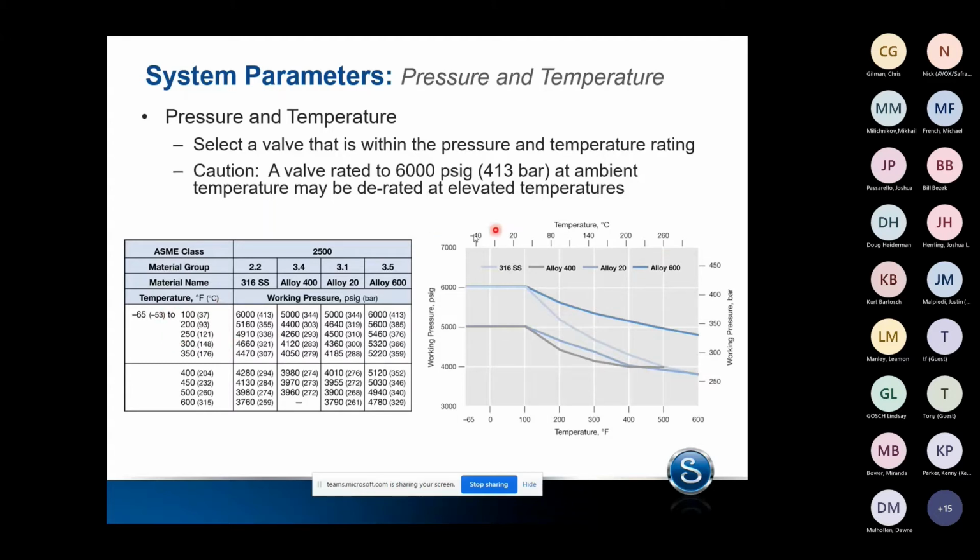In this particular catalog, we show this one graphically as well, just so you can see how gradually the valve performance drops off as we increase the temperature. Every manufacturer should have this information available. If they don't, I would strongly suggest not ordering the valve through them, because you don't know what you're getting into. You don't know what the performance can be in elevated system parameters.